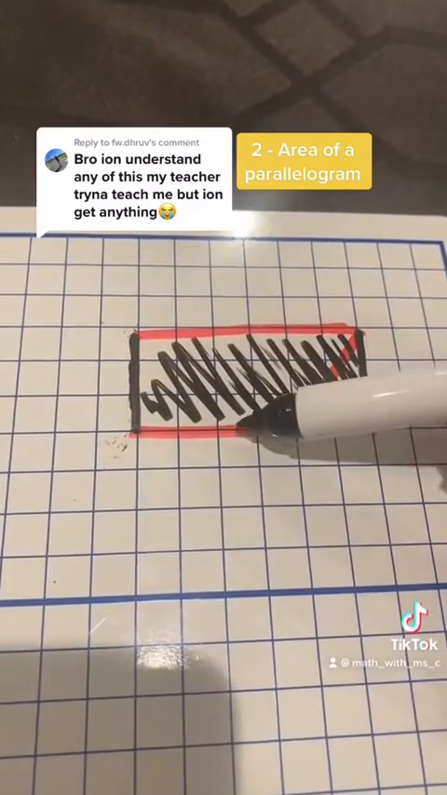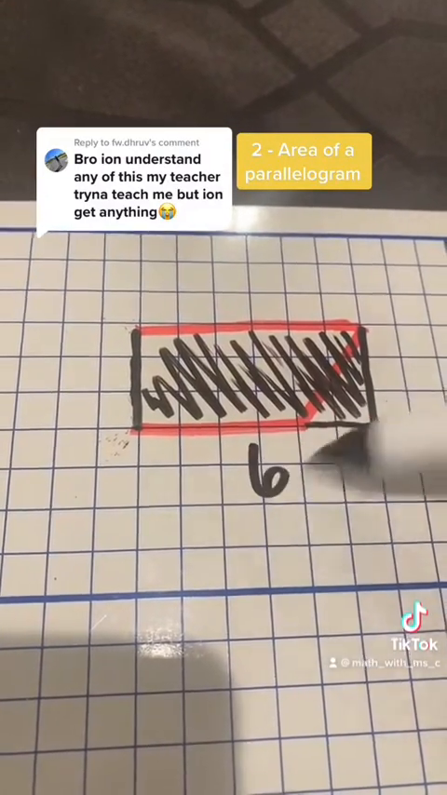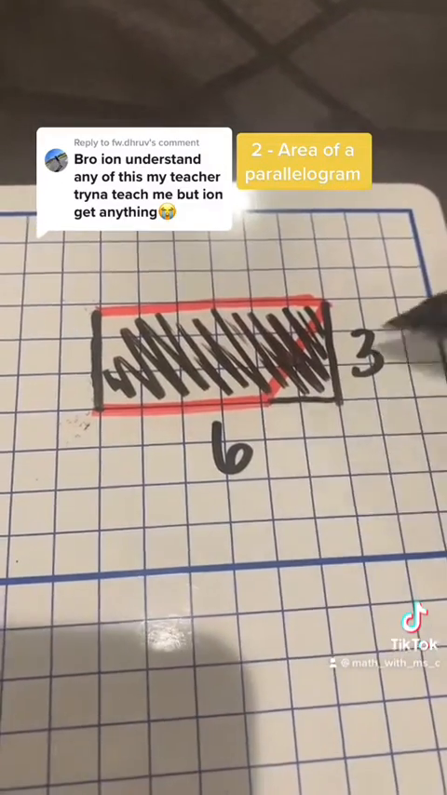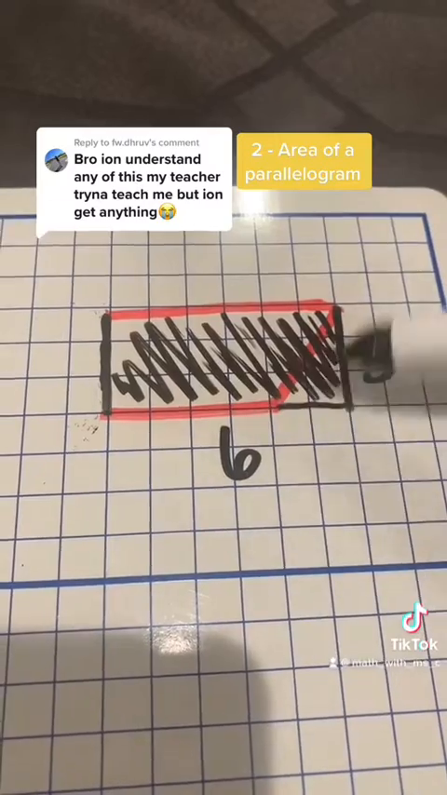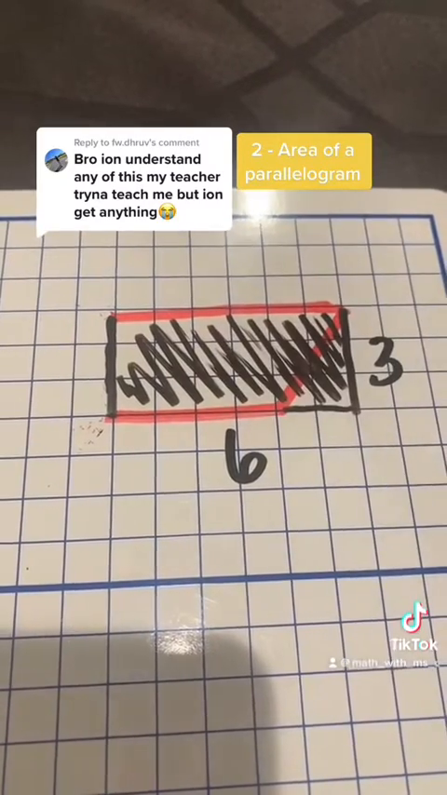Now, looking at this rectangle, before I put it back into its parallelogram shape, this counts as 1, 2, 3, 4, 5, 6. 1, 2, 3. It's actually the same as the other rectangle in the previous video. 6 times 3 is 18. There's 18 little square units.